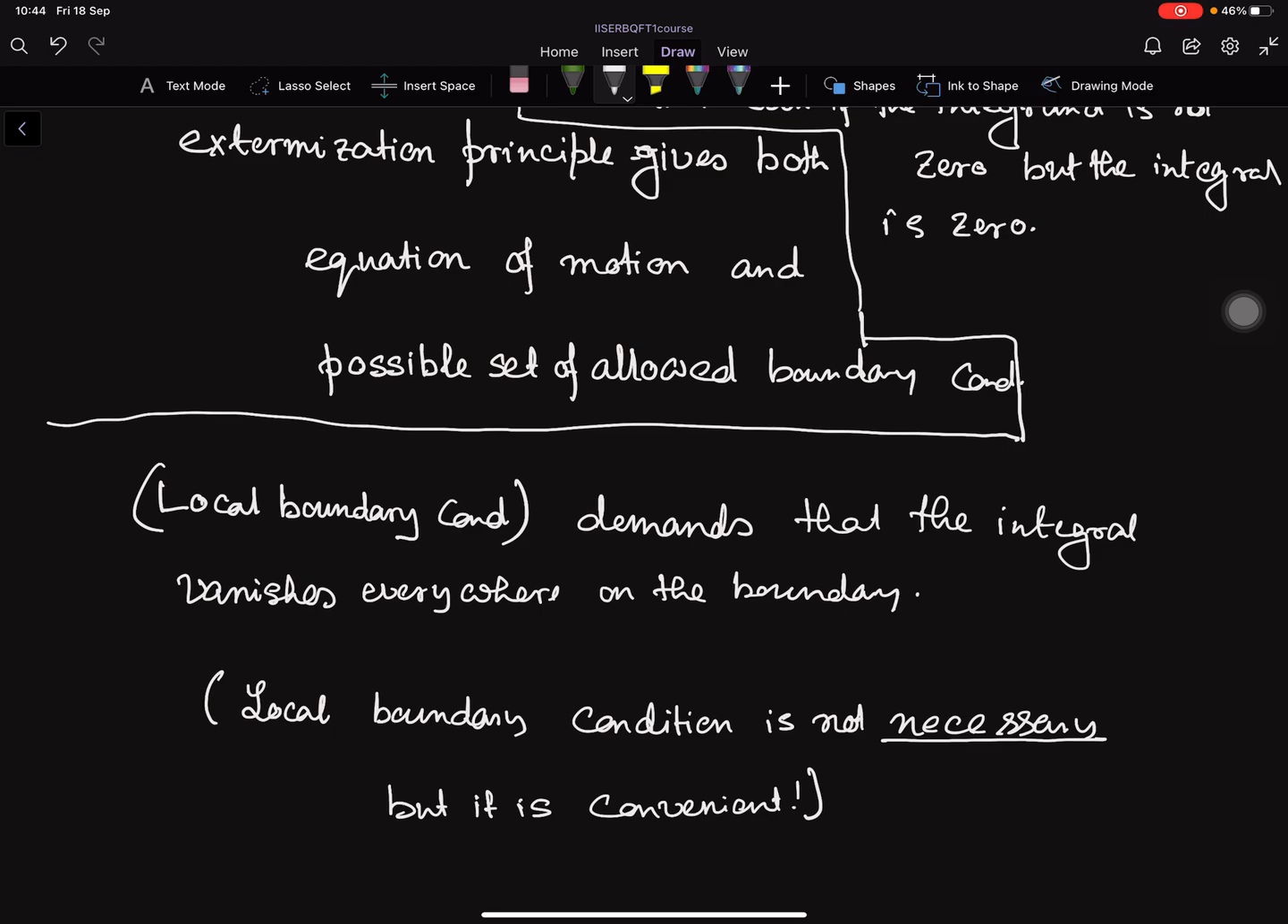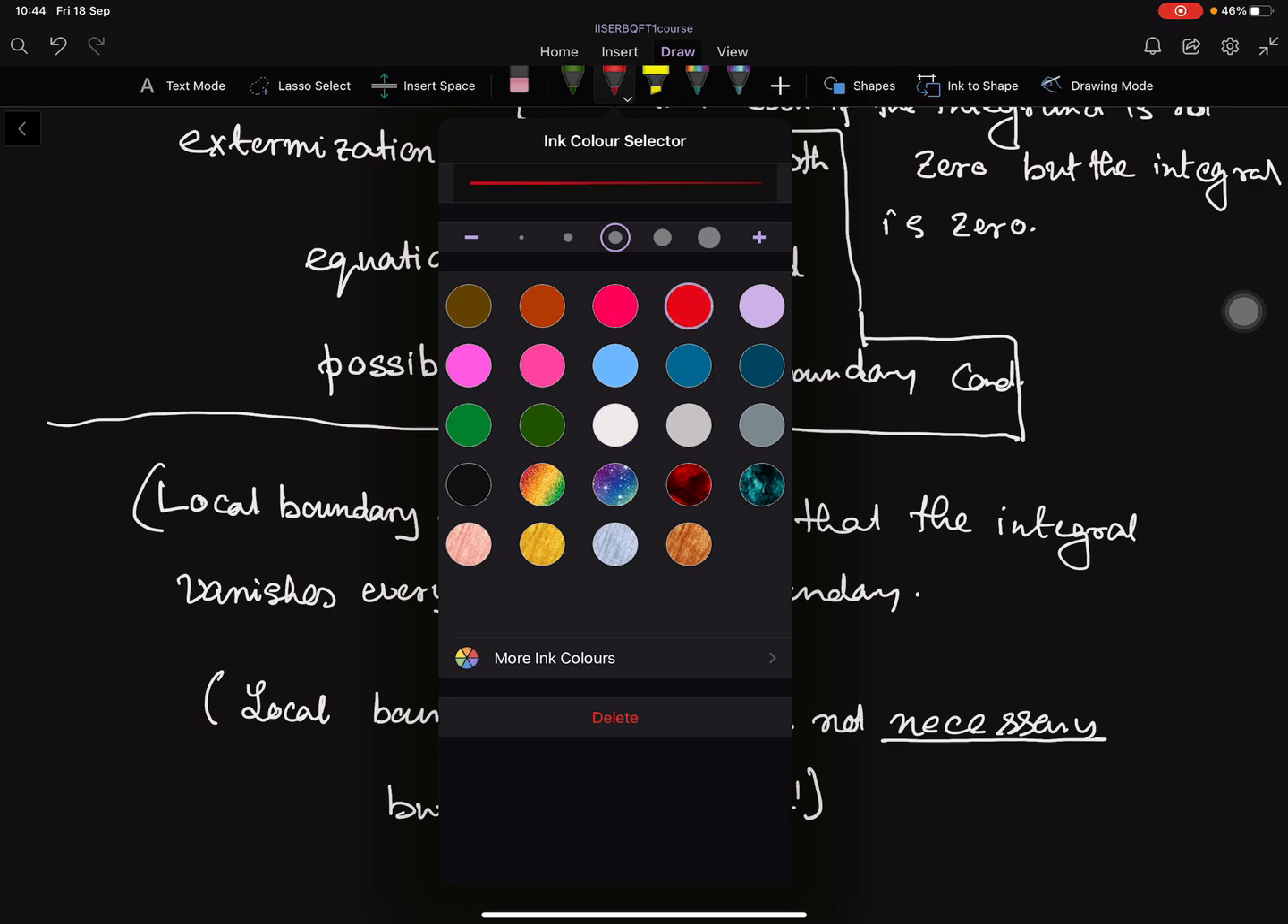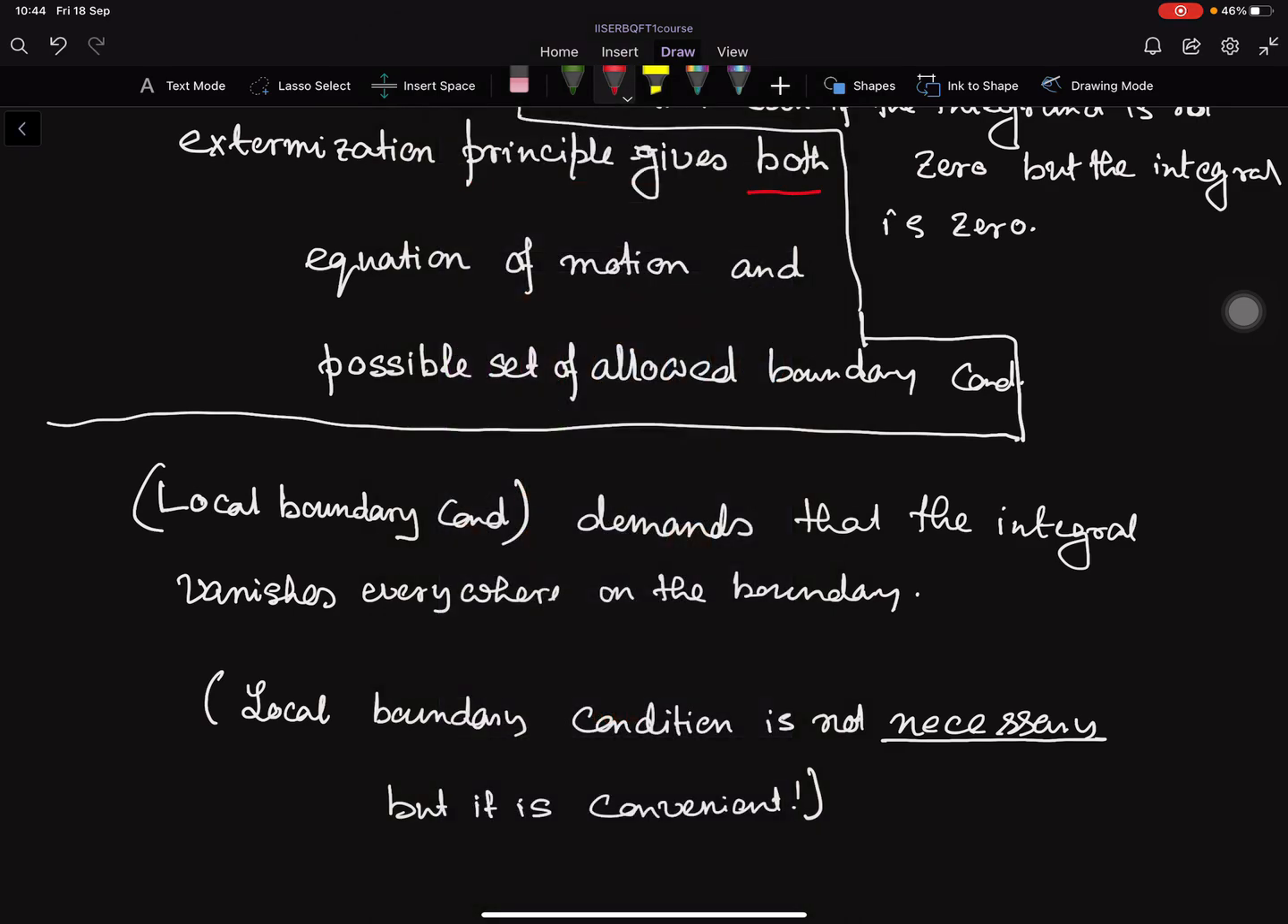Okay, so with this you should always do the problem of calculus of variation, and you must always remember that the extremization principle gives both the equation of motion and the possible set of allowed boundary conditions. Okay, so in the next lecture we'll come back and we will discuss the case when we have a symmetry in the Lagrangian formalism. What is the consequence of that?